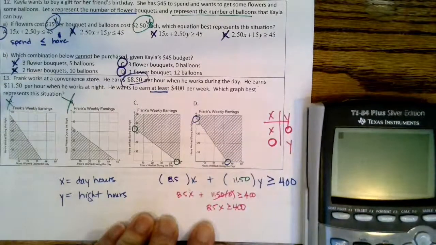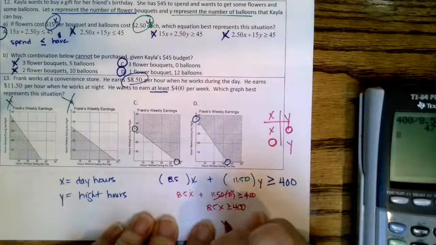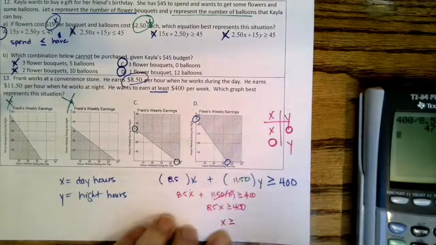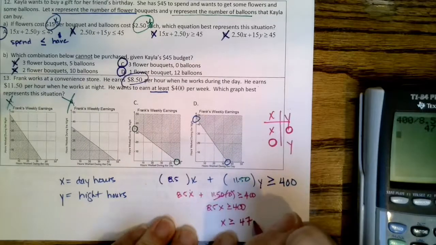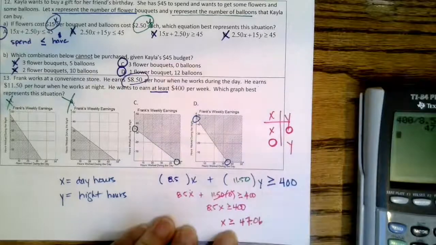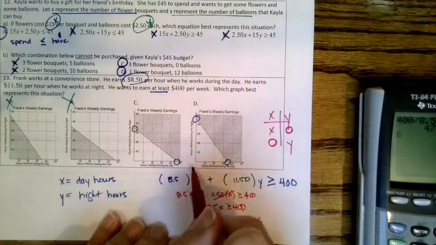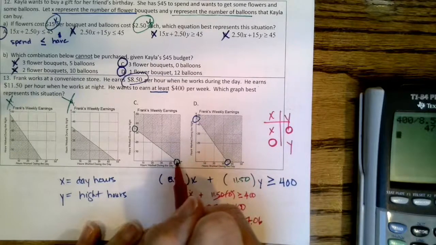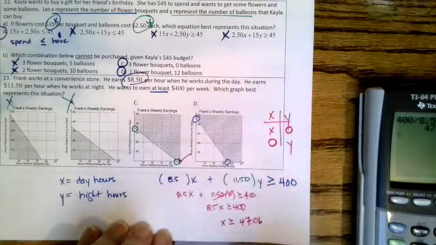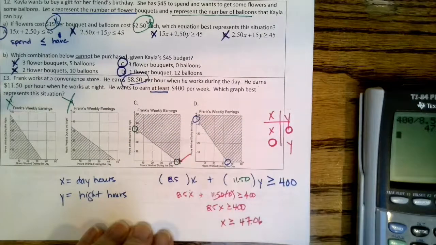So I'll go ahead and say, okay, well, what is 400 divided by 8.5? And I know that X has to be greater than or equal to 47.06, we'll round up. So if I look here, this has an X value of 35, and this has an X value of 46. This must be the right one.